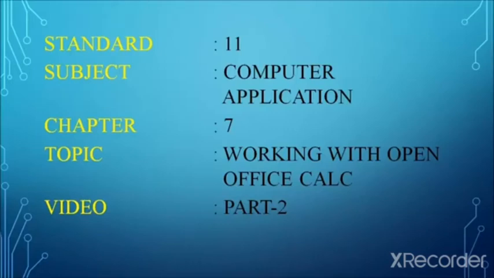Students, in the last video we started Chapter 7, OpenOffice Calc, and we saw some of the introduction: what is OpenOffice Calc, what is a spreadsheet, the features of OpenOffice Calc, how to create a new worksheet, and the parts of the OpenOffice Calc window. We also saw what a row, column, cell, and cell pointer are. All of that we saw in the first part.